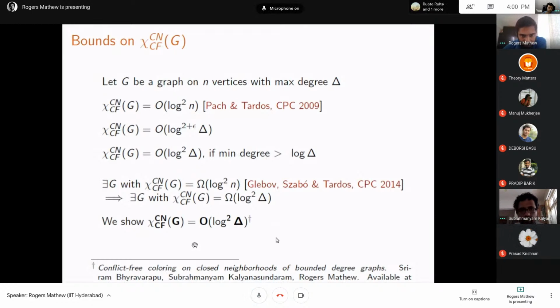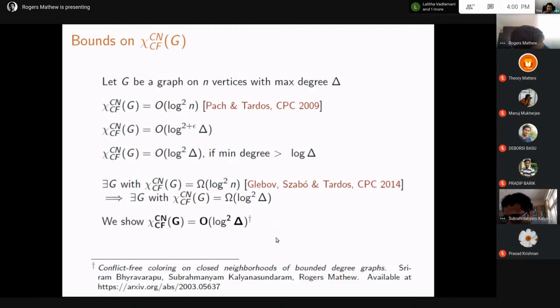Okay, Rogers, sorry to interrupt again. Just one question, along the lines of what Prasad just mentioned. For random graphs, is it just an existence result, or can you show that for most random graphs, with high probability? It was not shown for almost all random graphs. It was shown for, so that particular random graph model was not this GNP model that is commonly used.